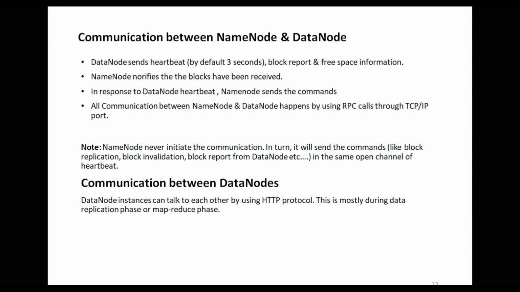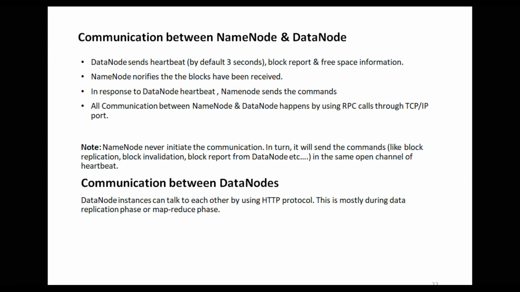And in response to the data node heartbeat, name node sends commands. Apart from that, if name node still requires more information from the data node, it will ask for it. And all communication between name node and data node happens by RPC calls through a TCP/IP port. So data node and name node communicate using TCP/IP, Transmission Control Protocol, Internet Protocol.